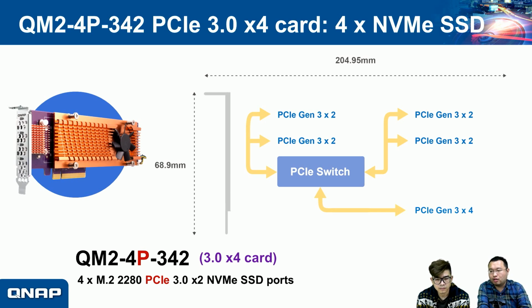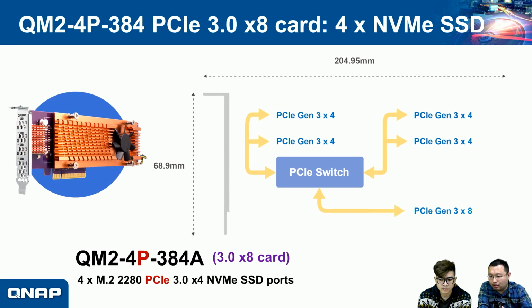So finally, here is probably the king version. It's QM2, and 4P means 4 PCIe SSD slots. And 384 is PCIe generation 3, 8 lanes, by 8. Then the 4 means each SSD slot has a by 4 speed. And the A is just our model name.